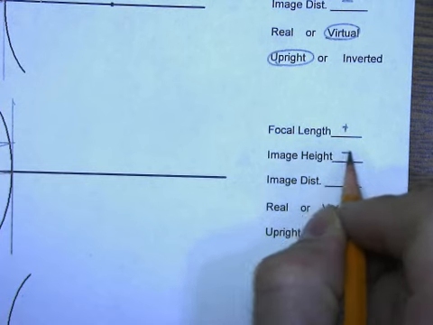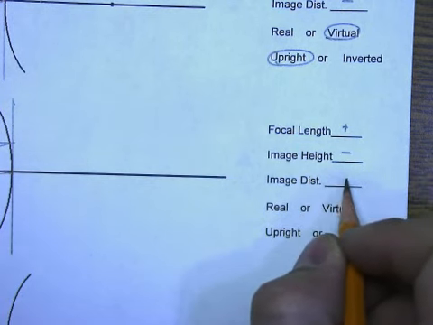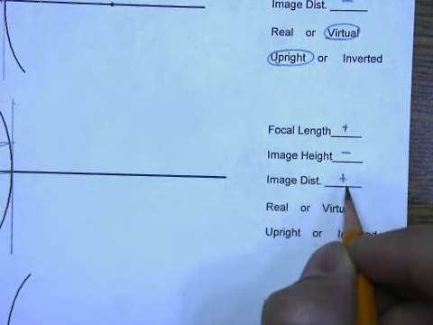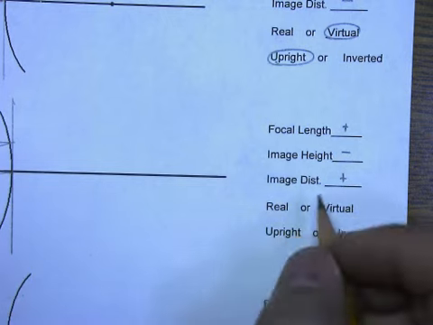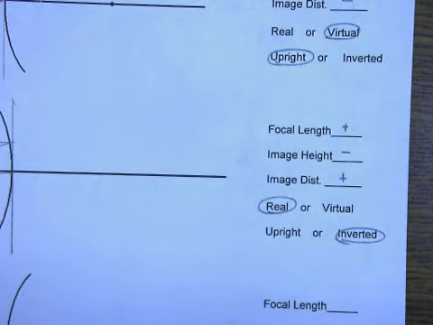So the focal length is positive, image height negative because it's upside down. Image distance is positive as well because it's a real image. Like that.